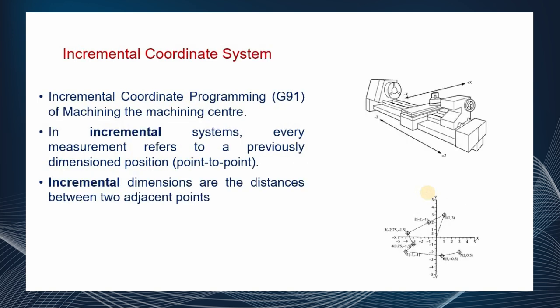Another one is the incremental coordinate system. Incremental coordinate programming is G91 on the machining center. In the incremental system, every measurement refers to a previously dimensioned position, such as point to point. The incremental dimensions are the distance between two adjacent points.